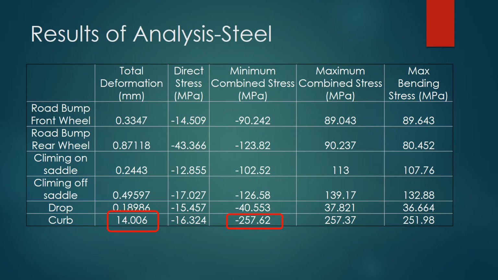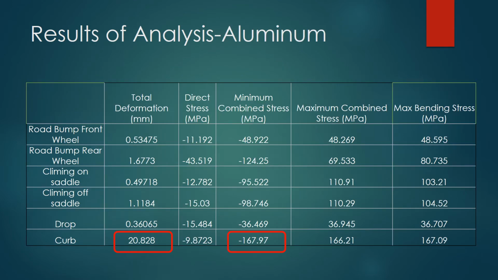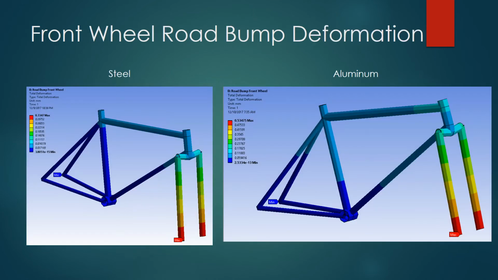The results of the 6 loading scenarios for steel are shown here with the curb scenario showing largest deformation and combined stress. The results of the 6 loading scenarios for aluminum are shown here with the highest deformation and stress at the same scenario as steel. The front wheel road bump total deformation is shown here with the aluminum frame deforming 0.2 millimeters more than the steel.